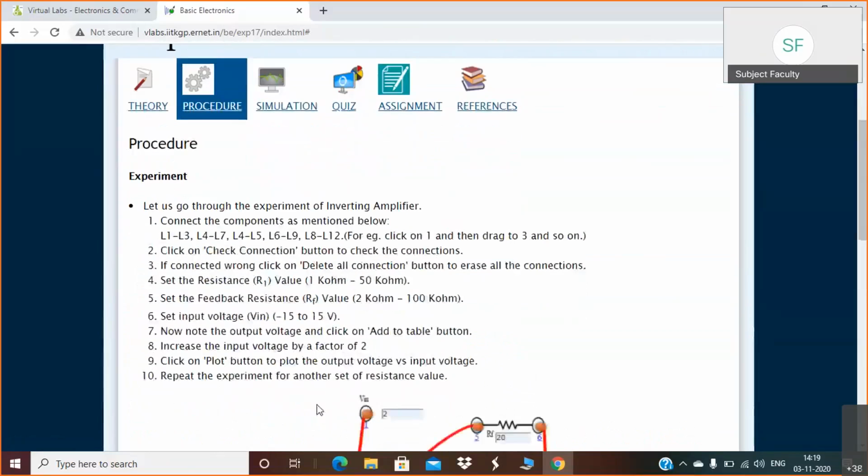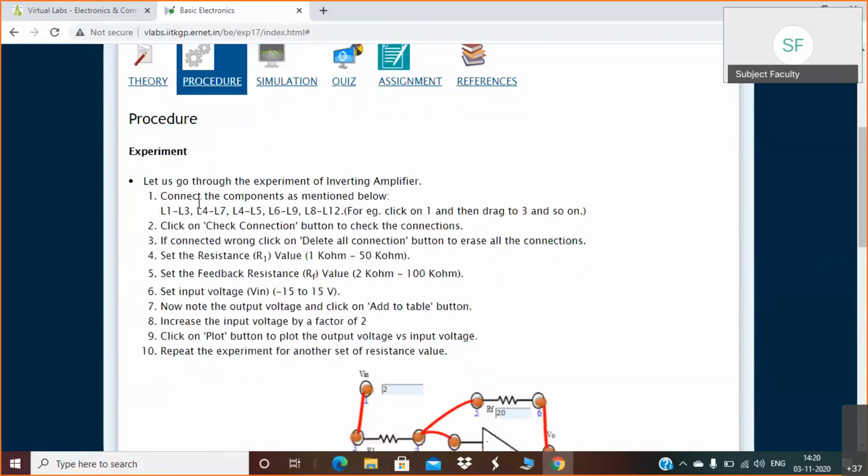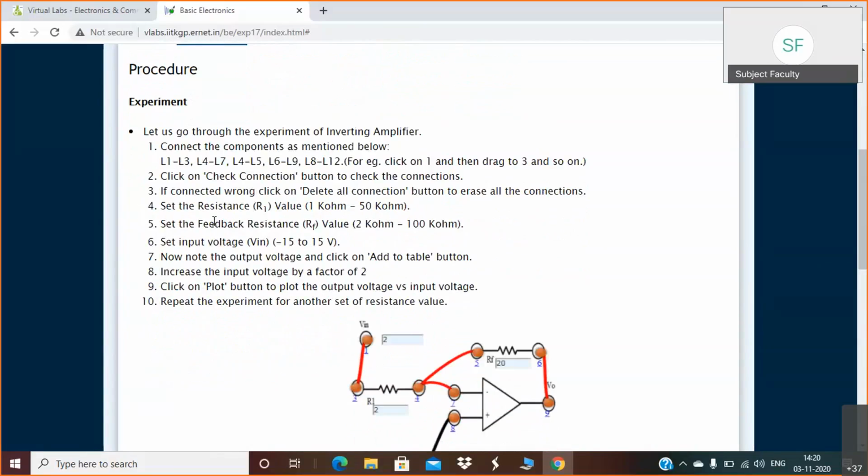So in order to perform the simulation, you should follow these steps. It is explained here very nicely. Let us go through it. I'm just reading it for you.